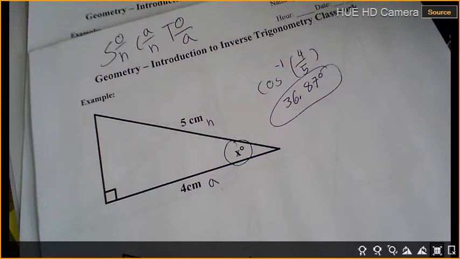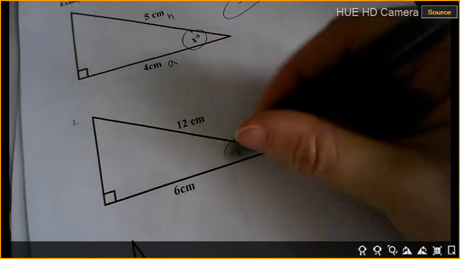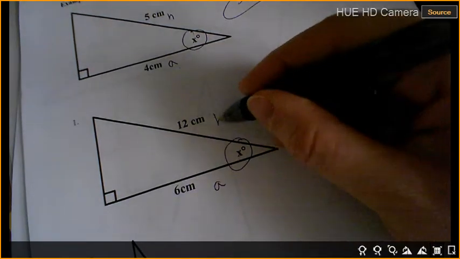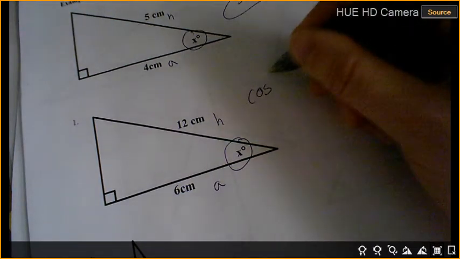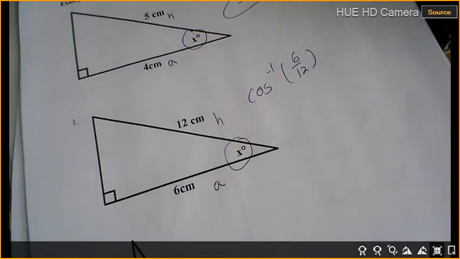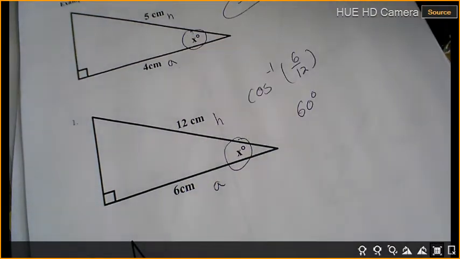Okay, so let's look at the next one. How am I going to do this one? I'm looking for x. 6 is the adjacent, 12 is the hypotenuse. So which trig function am I going to use again? Cosine -1. And it's a/h, so it's 6/12. So I simply put that in my calculator again. 60 degrees.